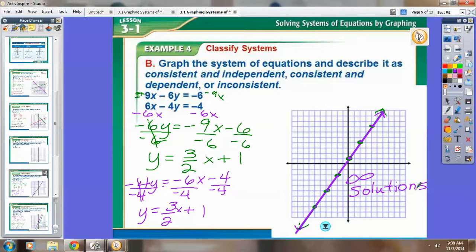Do we have to write out solutions or can we just write infinite? Yeah, go ahead and write infinite solutions. Is this consistent, at least one solution? Yes. Is it inconsistent? No. Is it independent? No. Is it dependent? Yes.